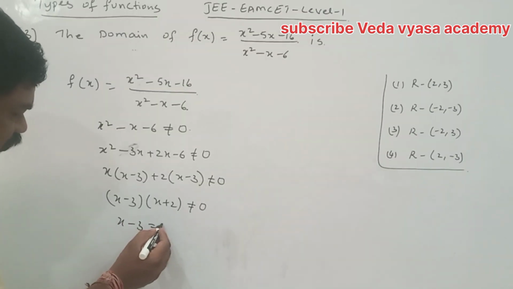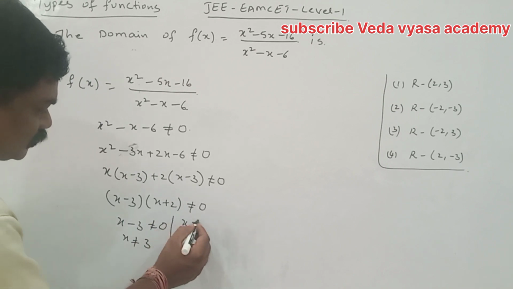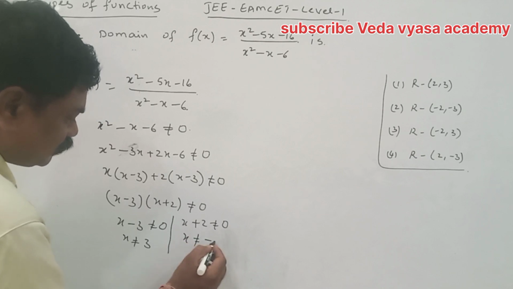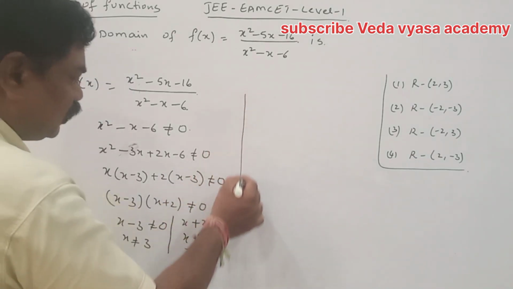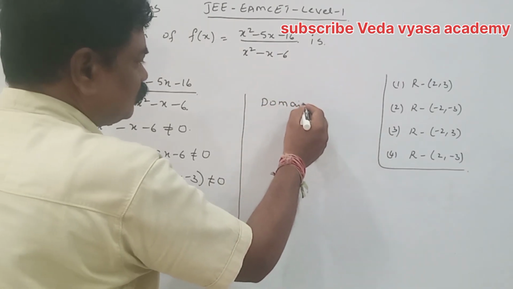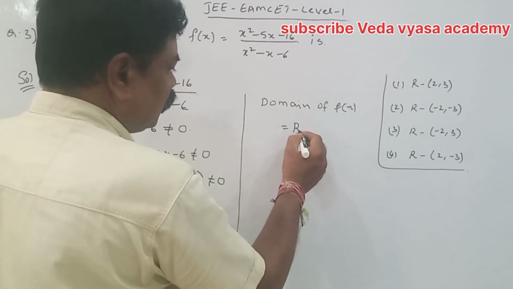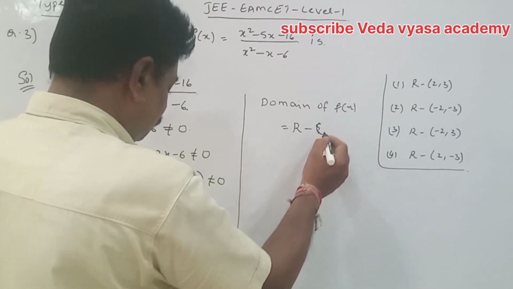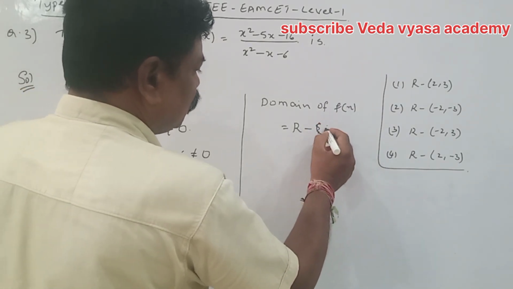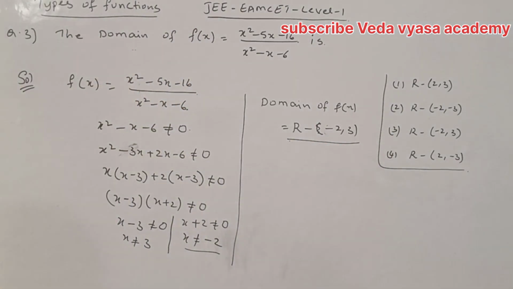x minus 3 not equal to 0, so x is not equal to 3, and x plus 2 not equal to 0, so x is not equal to minus 2. So we have all real numbers. The domain of f of x is equal to R minus of minus 2 comma 3. This is the domain of the given function.